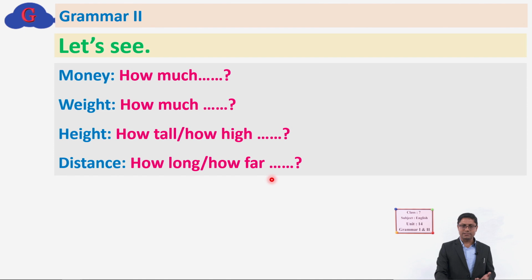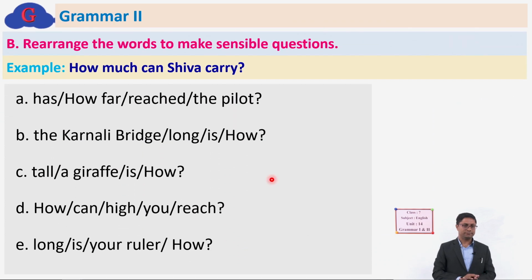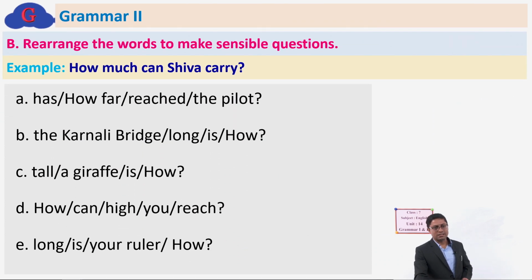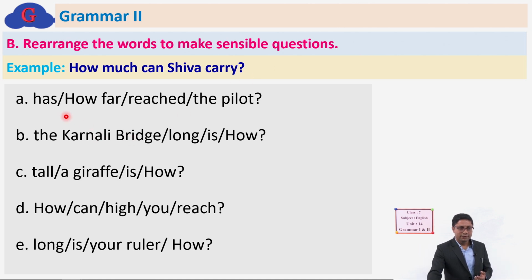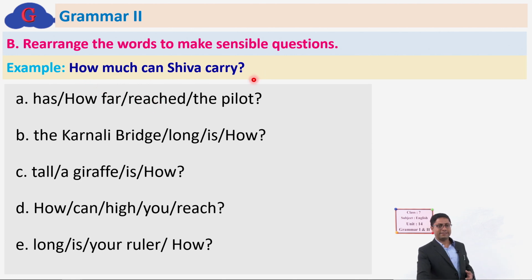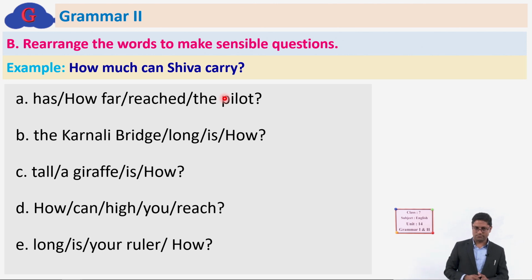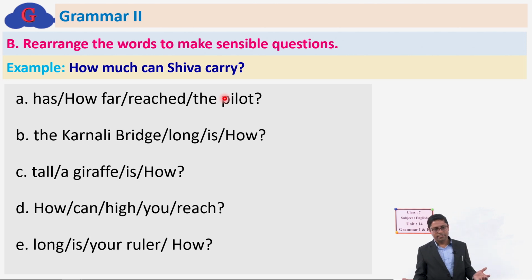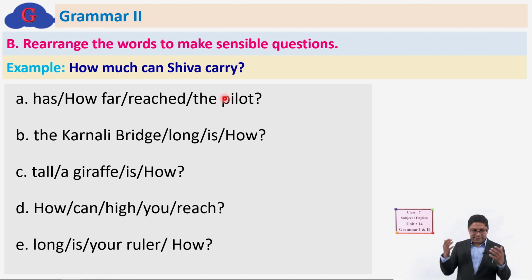Now, everybody, please look at exercise B. We are going to do the exercise together. So, this exercise says rearrange the words to make sensible questions. Okay. So, see there, here you do have jumbled words and you will rearrange them and make sensible sentences. You do have the examples also. How much can Siva carry? That way you need to make the questions. Can you do? Are you ready to do? All right, that's good. So let's do together.